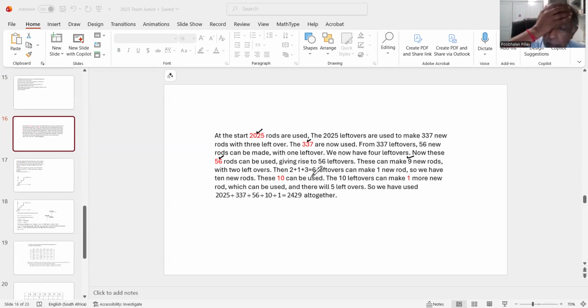Okay, somewhere along the line, I made a wrong calculation. So I divided 6 by 9 when I should have really divided. I had one more there. So that allowed me to use those 6 to get 10. And now there are 10 left over, and that gives me one more. So that is why I had one short. I had 2428, it's supposed to be 2429. So there was some wrong calculation. Okay, please check that to see where we went off. Okay.